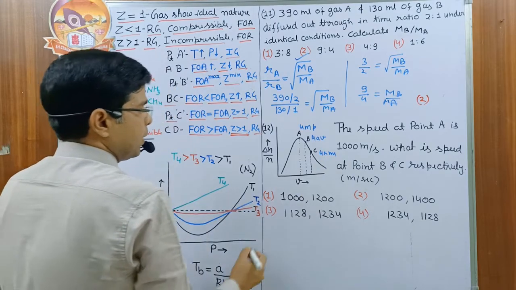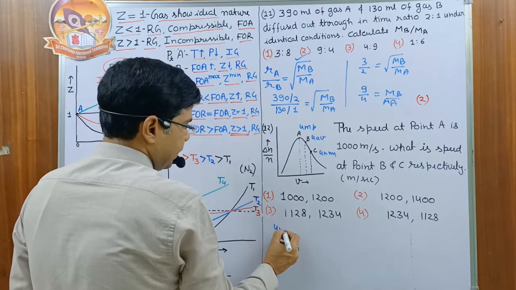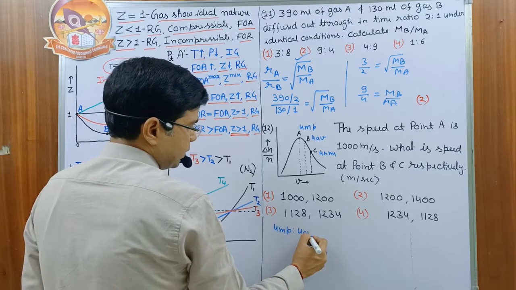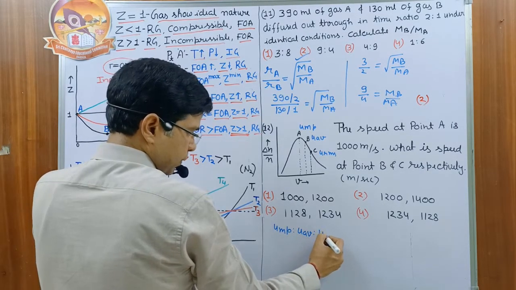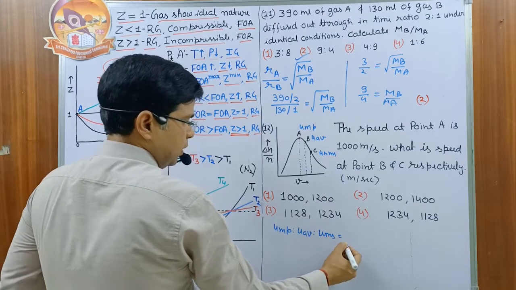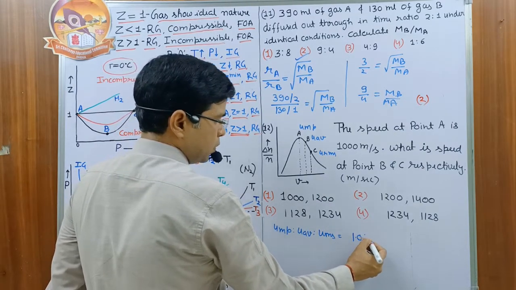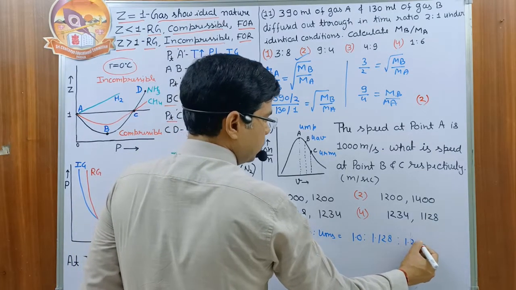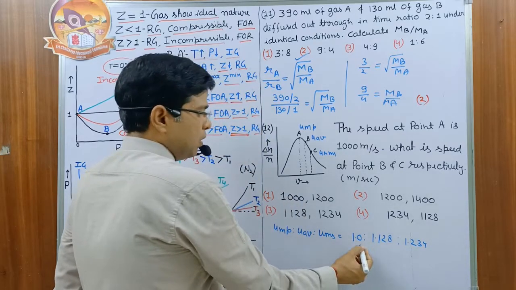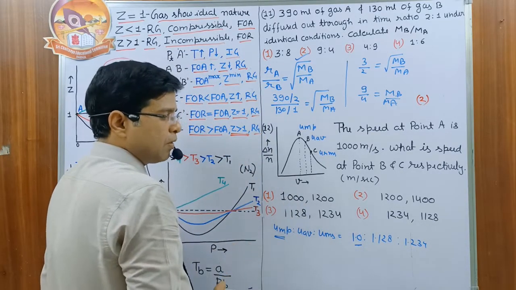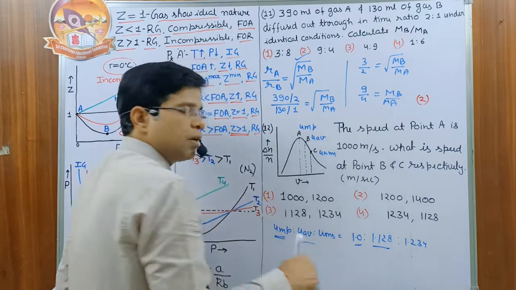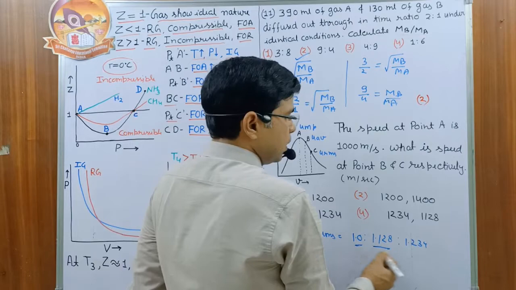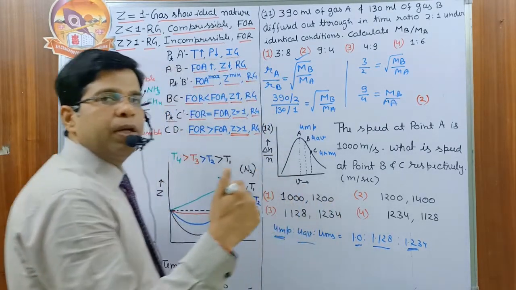And what is the ratio? We know UMP is to U average is to URMS is equal to 1 is to 1.128 is to 1.234. Means if the probable speed is 1, then the average velocity is 1.128 times. If the probable speed is 1, then the RMS velocity is 1.234 times.